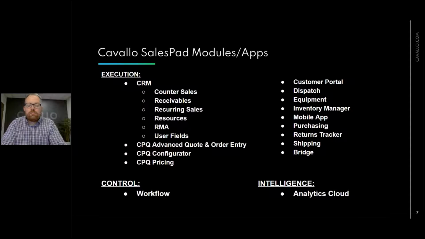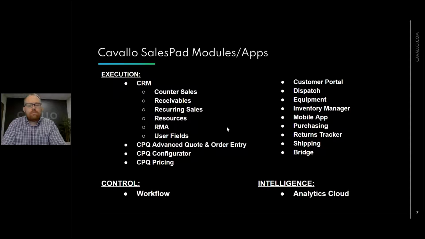Really just a quick overview of the various modules or applications within our Cavallo SalesPad products. So that execution layer, the operations side of your business. We have our CRM, where you can do a lot of various features and functions, such as counter sales, receivables, recurring sales, resources, RMA, as well as create your own user-defined fields. We have the configure price quote capabilities, customer portal, dispatch for those customers who maybe have their own fleet of delivery vehicles and want to route and dispatch them out.